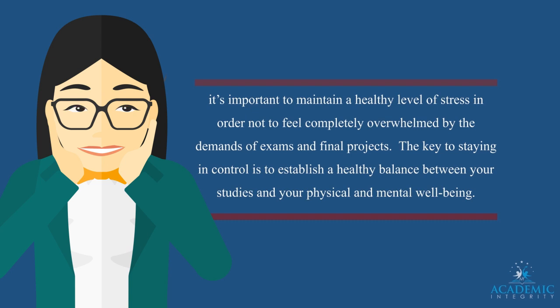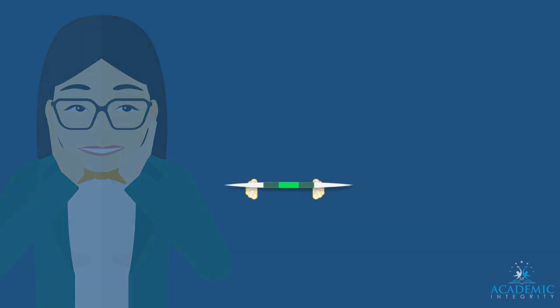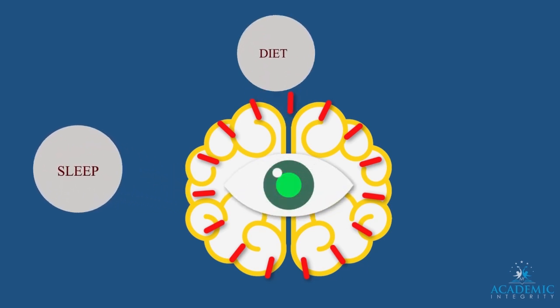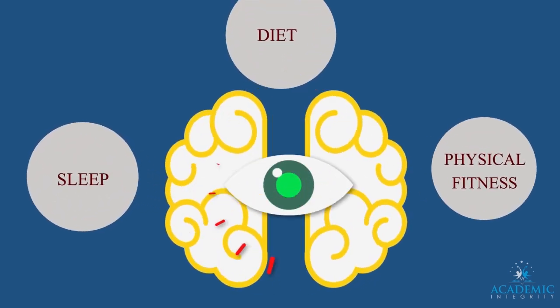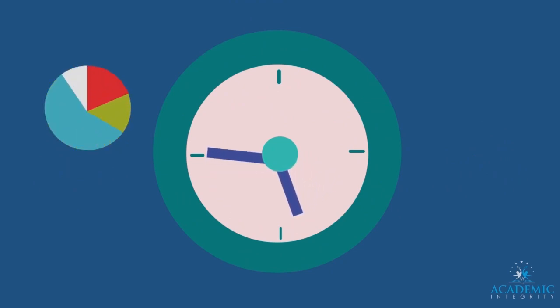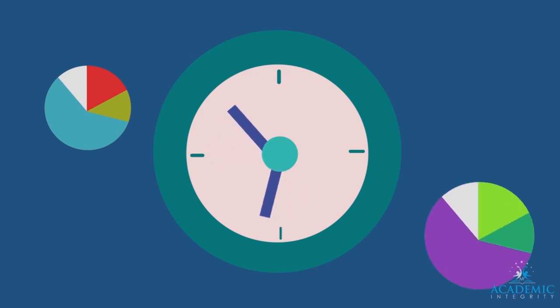The key to staying in control is to establish a healthy balance between your studies and your physical and mental well-being. Your cognitive abilities are directly impacted by various factors that include sleep, diet, and physical fitness. So when it's time to write that 20-page research paper, be strategic and have a clear plan that takes into consideration both the scope of the paper and the amount of time needed to complete it.